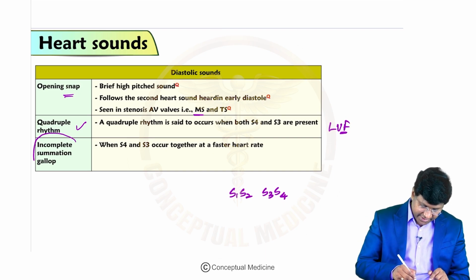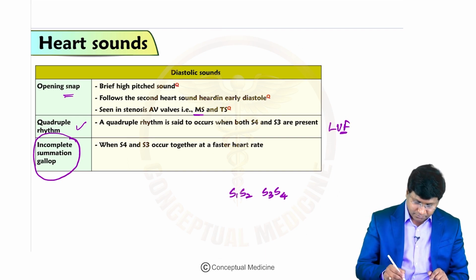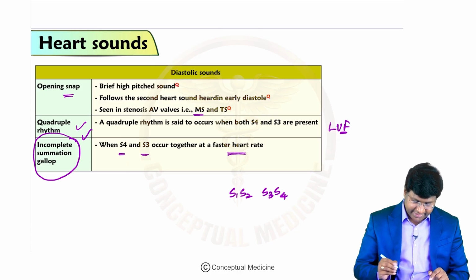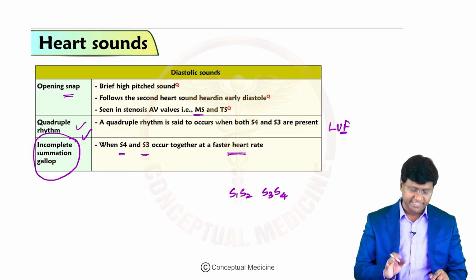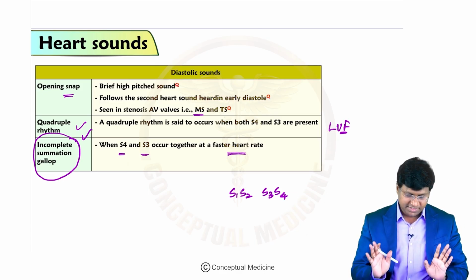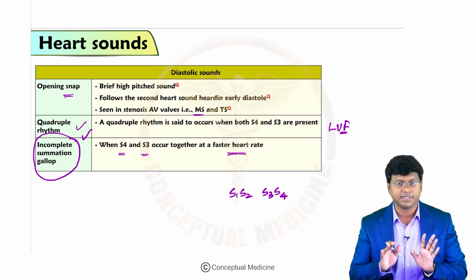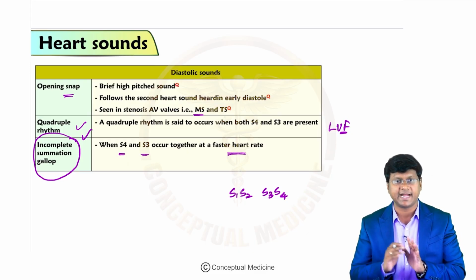And what do you mean by the word incomplete summation gallop? When S4 and S3 occur together at a faster heart rate, then we call it an incomplete summation gallop. So this is about the discussion of the heart sounds as well as the added sounds.